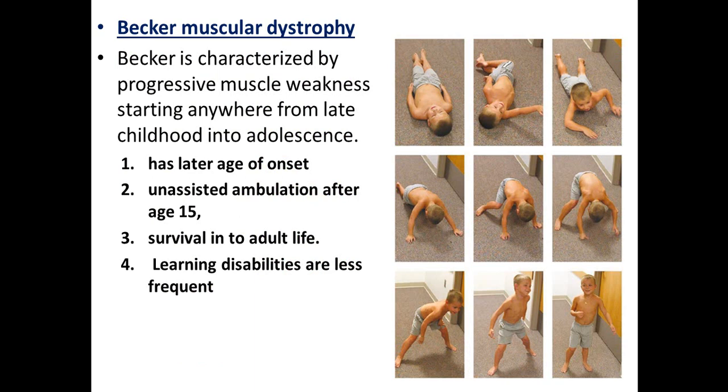Becker muscular dystrophy is another variety. It is less intense than Duchenne muscular dystrophy, and there is a progressive muscle weakness, but it starts late, any time from childhood into adolescence. So it has a later onset, while Duchenne muscular dystrophy starts at the 3rd year. Here it may be in childhood or adolescence, and ambulation is assisted. They can move, they can ambulate, even after 15 years of age, they can survive to adult life, and learning disabilities are less frequent.